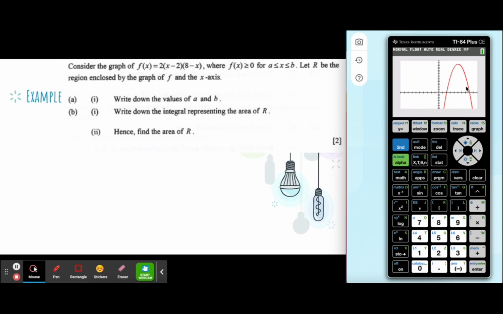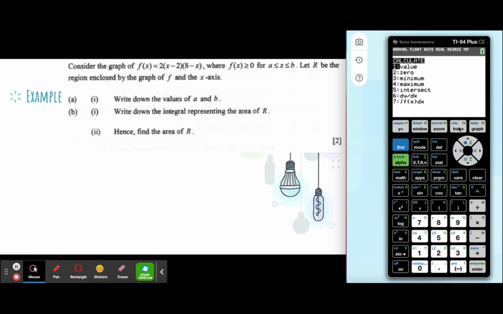So if we look on our graphing calculator, this region R is going from this x-intercept all the way to the second x-intercept. So this region above the x-axis is what we call R. So when they say write down the values of a and b, these are the x values that start and end our region. So it's another way of asking us to find the zeros of our function.